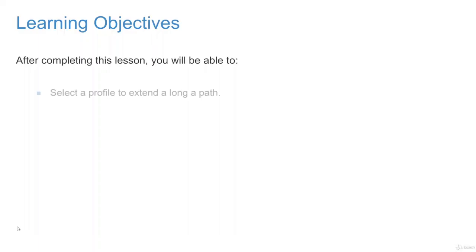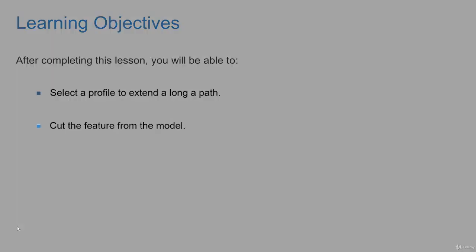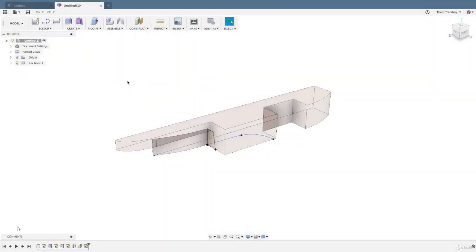After completing this lesson, you'll be able to select a profile to extend along a path and cut the feature from the model. To begin, open the F1 Car Sweep Fusion Archive file.